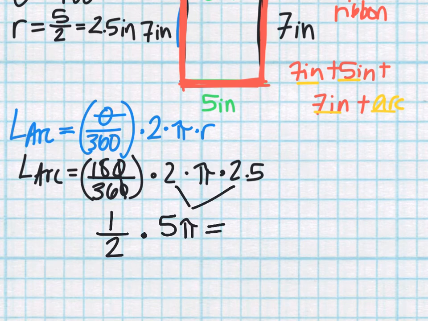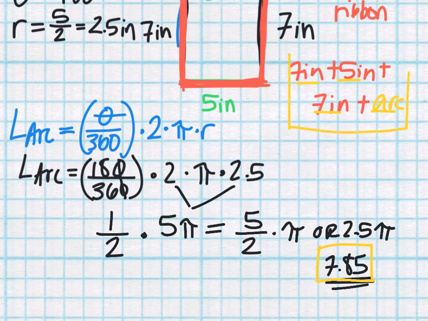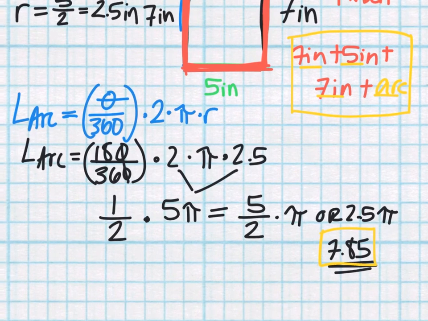So that is 5 over 2 times pi, or 2.5 pi. If I multiply 2.5 times pi, I'll get about 7.85. For this type of problem, I'm going to prefer that my answer is in this form because I need to, if you remember, add these four numbers. So I'm going to do 7 plus 5 plus 7 plus the length of the arc.